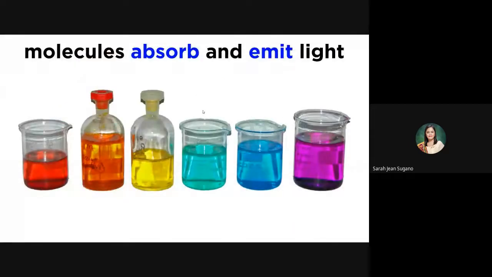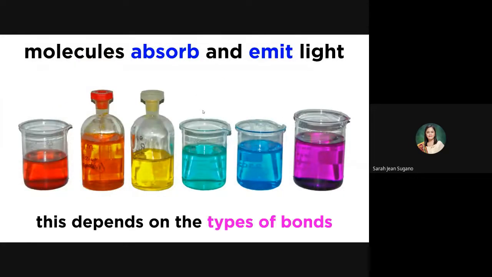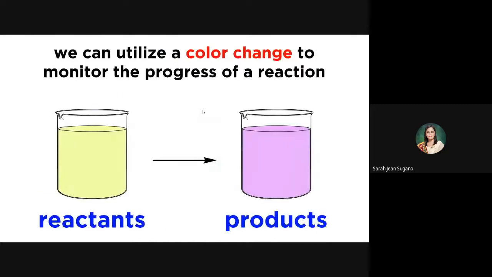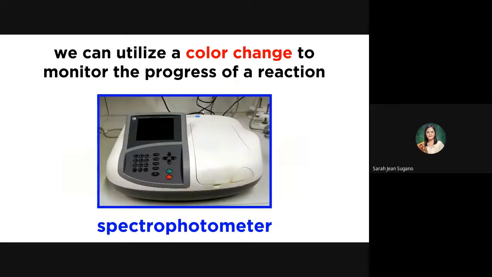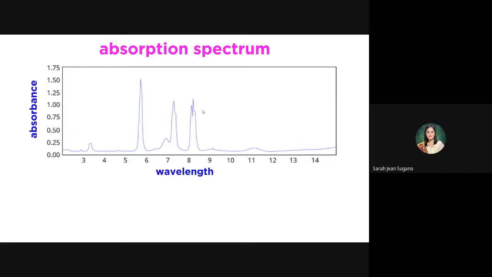All molecules absorb and emit light differently based on what kinds of covalent bonds are in the molecule. If the products and reactants interact with light differently enough that there is a color change as the reaction occurs, we can monitor this process with an instrument called a spectrophotometer in order to measure changing concentrations. This will give us data in the form of an absorption spectrum, which displays how much light through a band of frequencies is able to pass through a sample to reach the detector.